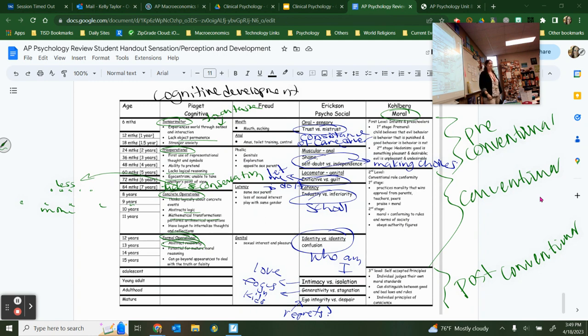So, what's up? Why in Erikson was genital before latency? Wait, what am I looking at? Why in Erikson was genital before latency? Where's genital? Next to locomotor. Oh, that's lining up with Freud. I would not worry about that.